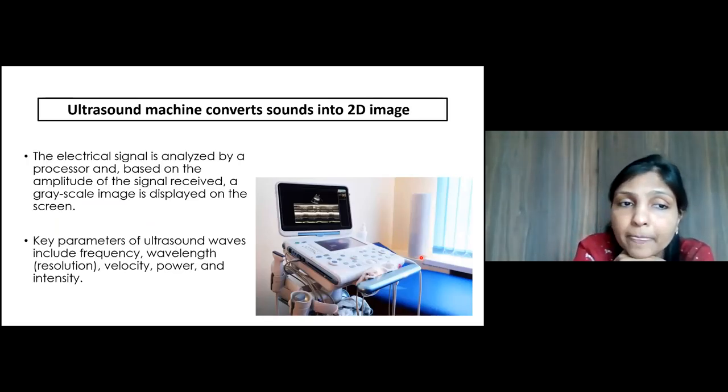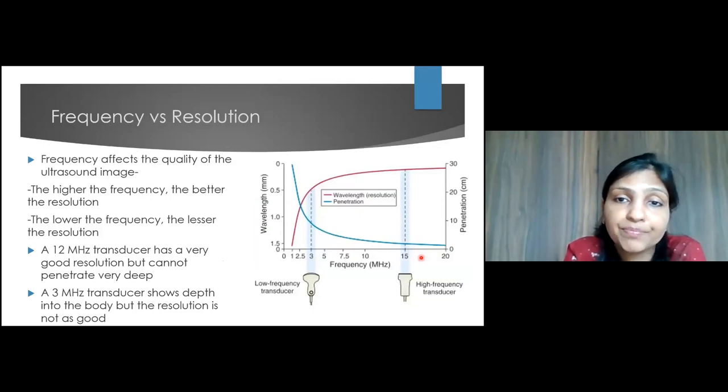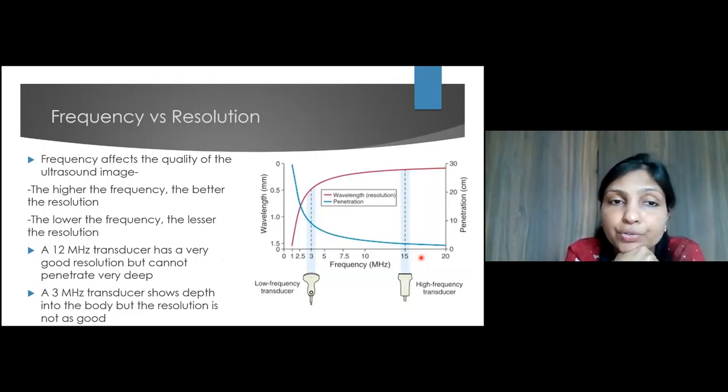So the key parameters, when you're talking about these ultrasound waves, that we look for, they include the frequency of these waves, the wavelength, which defines the resolution of the image, the velocity with which they travel, which helps identify the location of these lesions, the power and the intensity. Now, I could go deep into physics, but I'd stick to more clinical aspects of the use of ultrasound. So the two key aspects, when you're choosing, say, an ultrasound probe, are these two words, frequency and resolution.